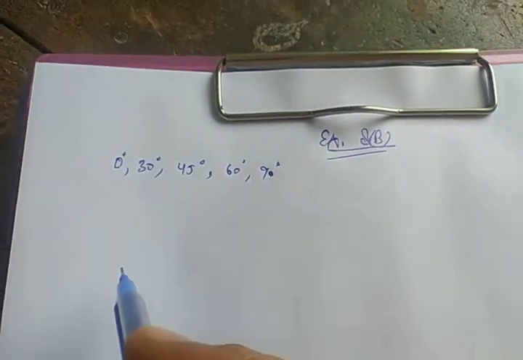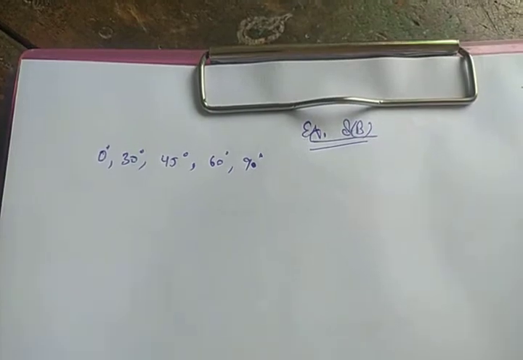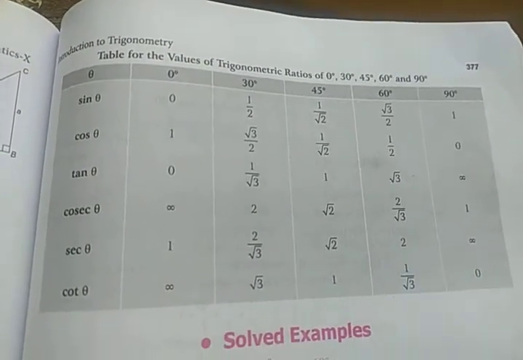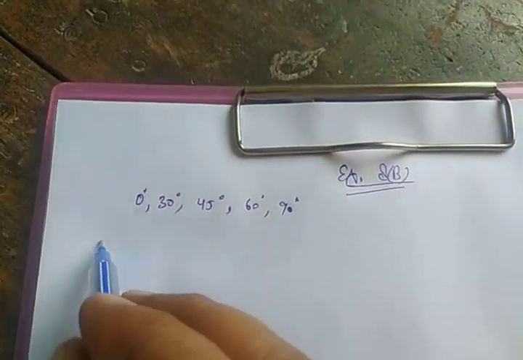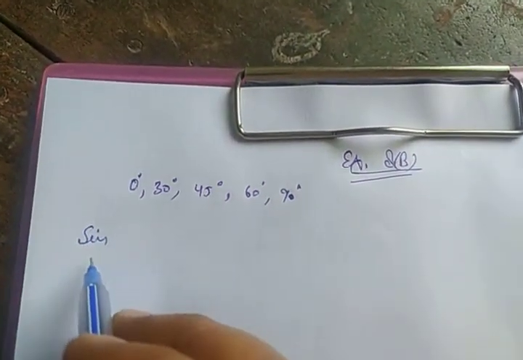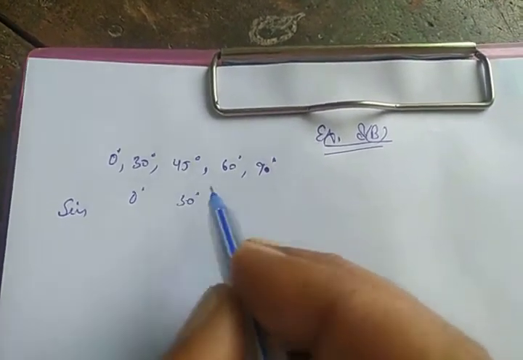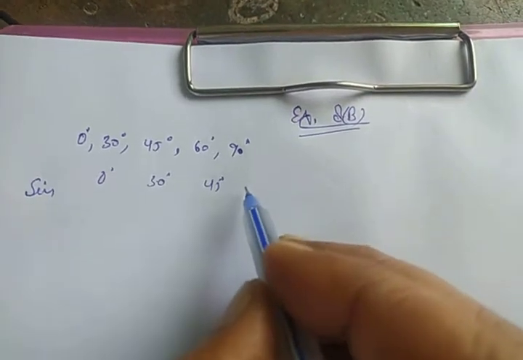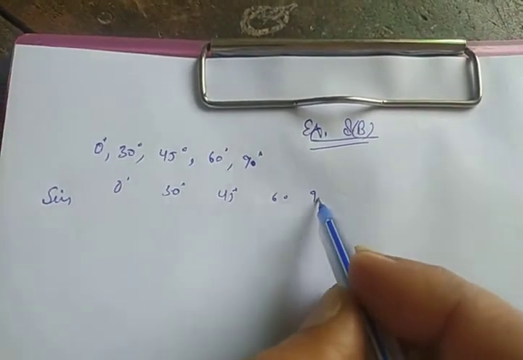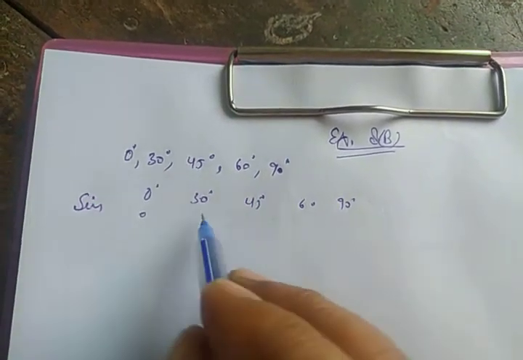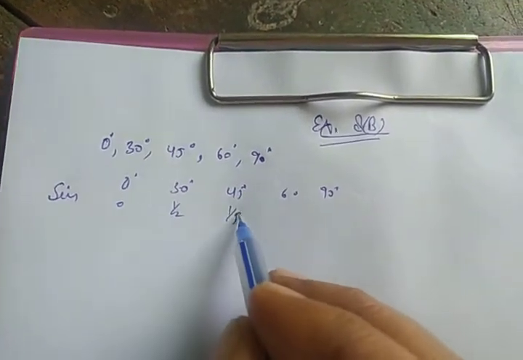There is a specific table which has also been explained in the table like this. I am just showing you for the sake of understanding. You will have to actually learn these values. I am writing sine on this side, 0 degree, 30, 45, 60, 90. Then sine 0 means 0, sine 30 means 1 upon 2, this is 1 upon root 2.